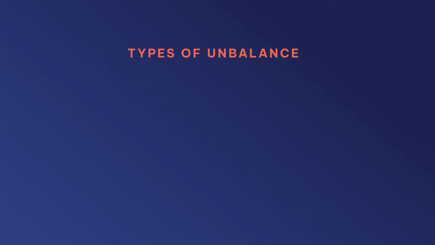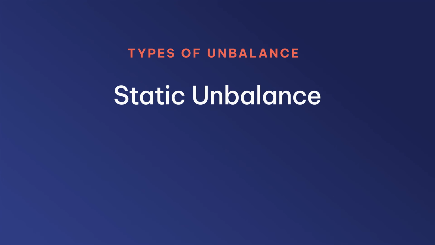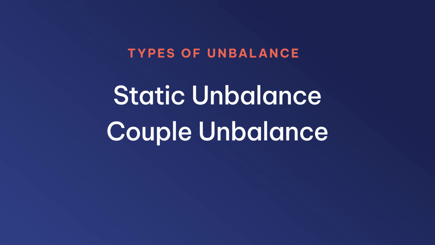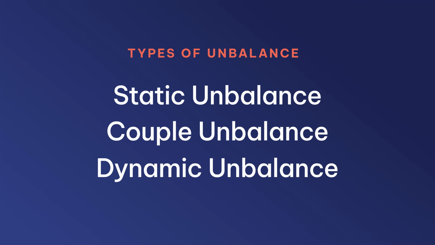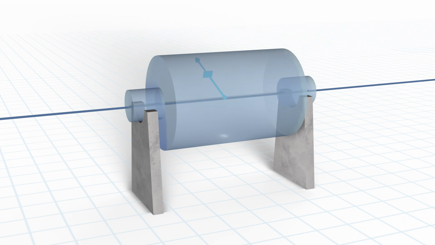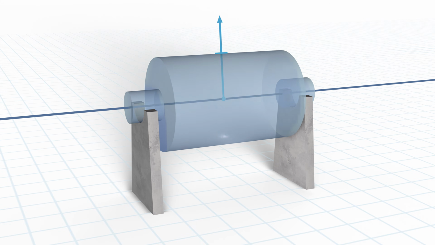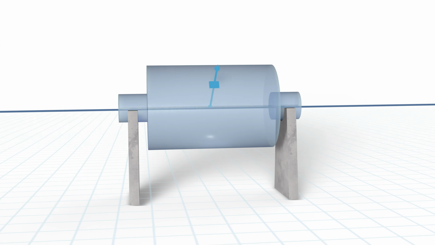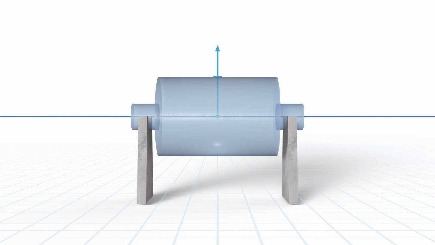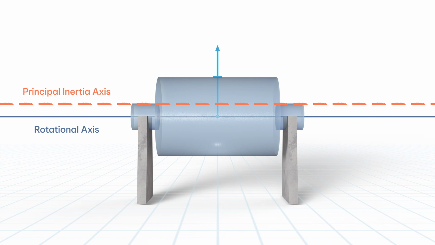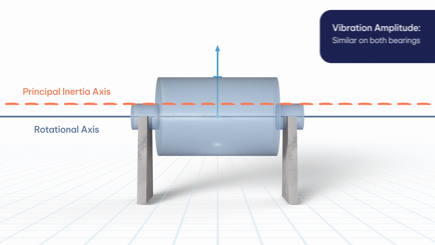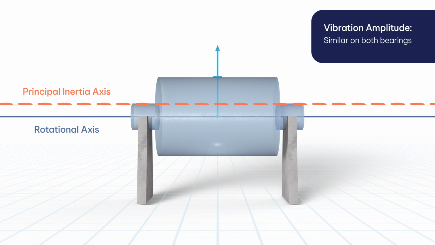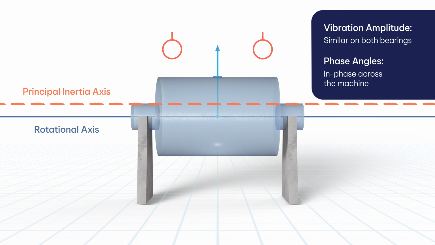There are three types of unbalance: static unbalance, couple unbalance, and dynamic unbalance. Static unbalance occurs when the imbalance is at the center of gravity. The principal inertia axis is displaced from the rotational axis, but the two axes are parallel. The vibration amplitude will be similar on both bearings and in phase across the machine.